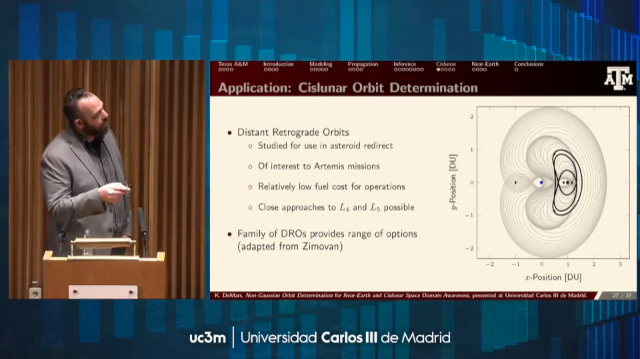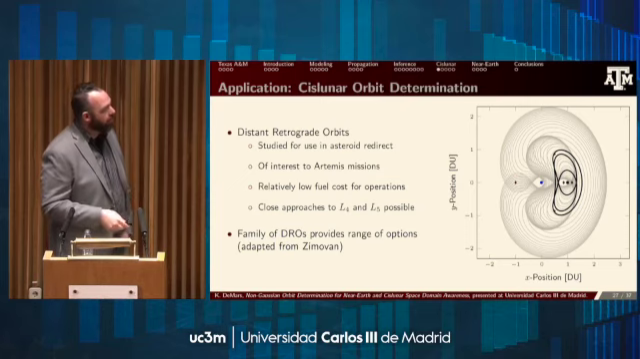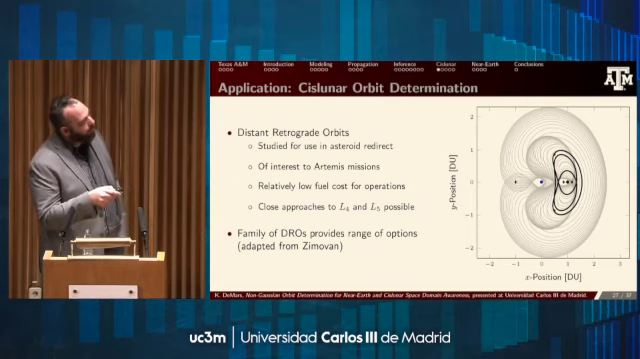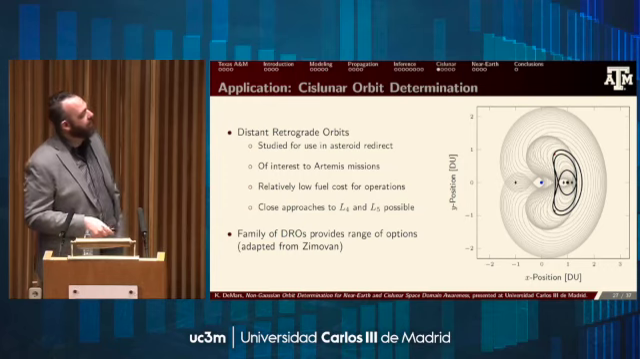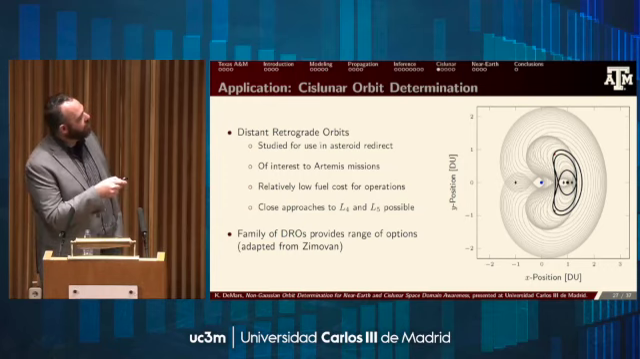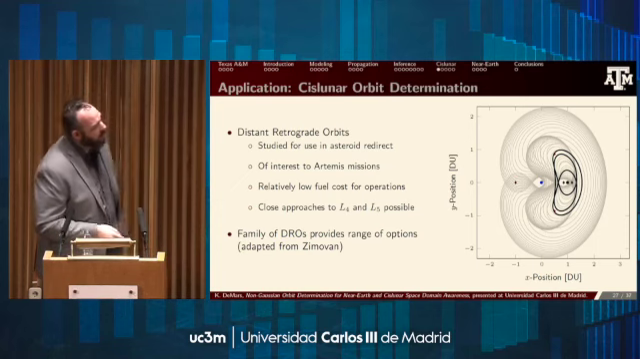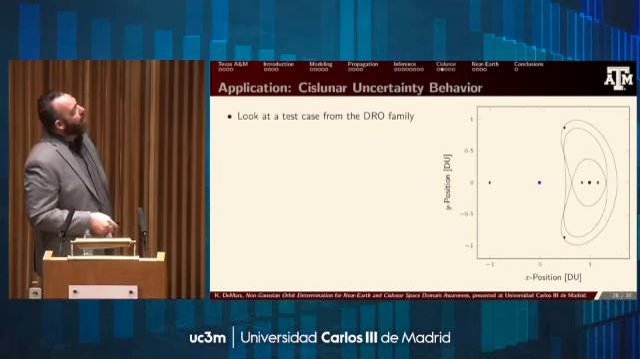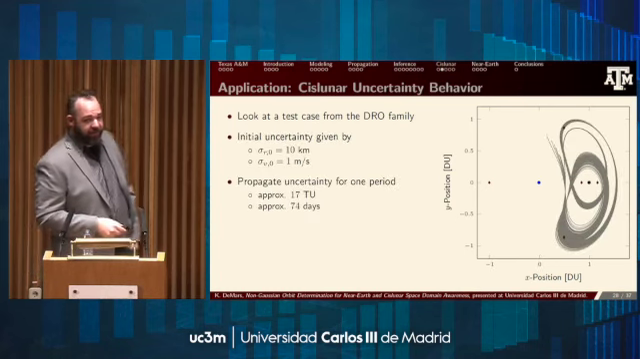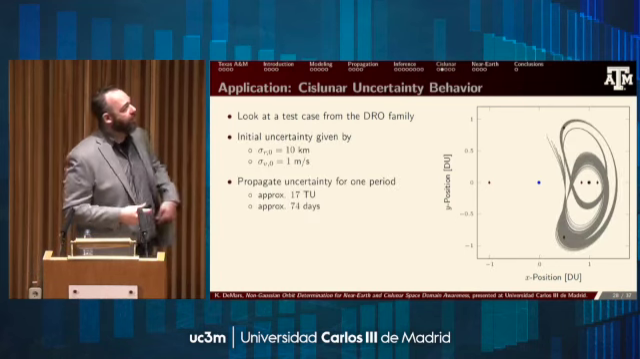You have L1, L2, L3, L4, and L5, so the Lagrange points. The bolded black trajectory there is the one that we're going to study, and just as a source, I've taken this family from Emily Zimmerman's PhD thesis. We're going to basically propagate uncertainty for this trajectory, and then we're going to look at measurement processing.